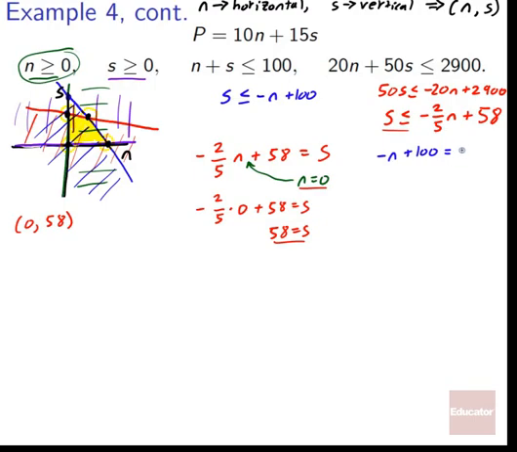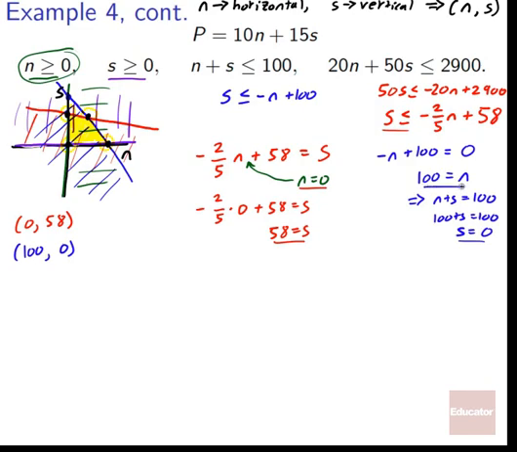No height at all. So that's just going to be 0. So 100 equals N. So that means we've got 100, 0, because if we were to plug that into N plus S equals 100, since we're dealing with the lines now, if we plugged in that, we'd have 100 plus S equals 100, so therefore S equals 0. So we've got 100, 0.